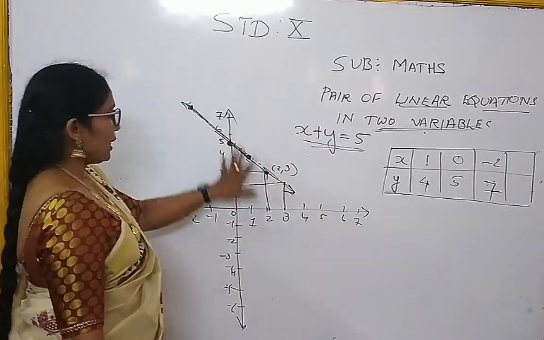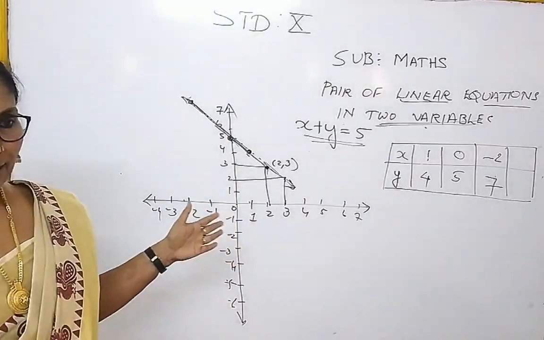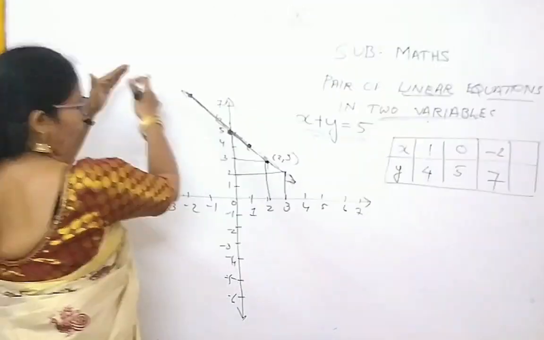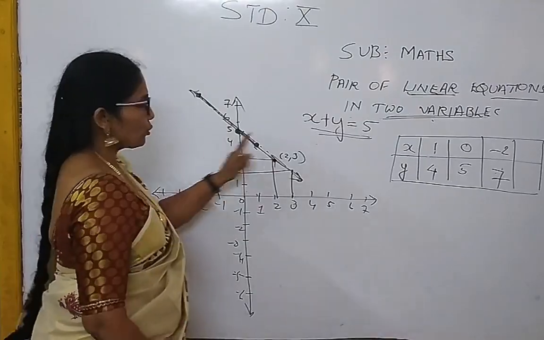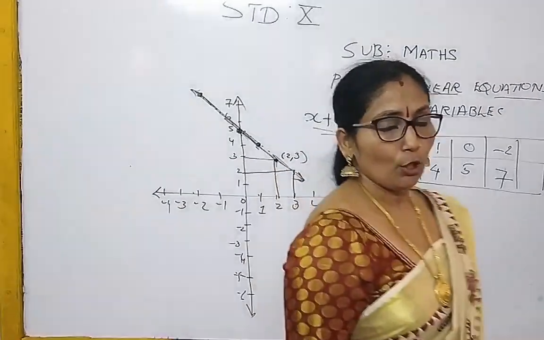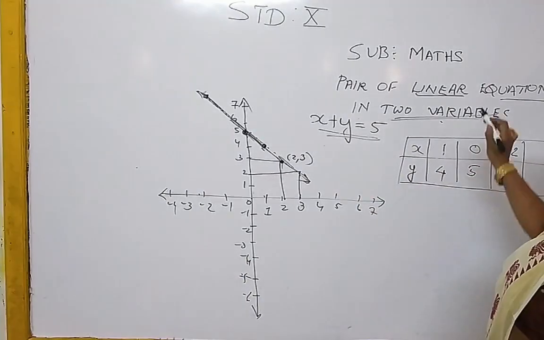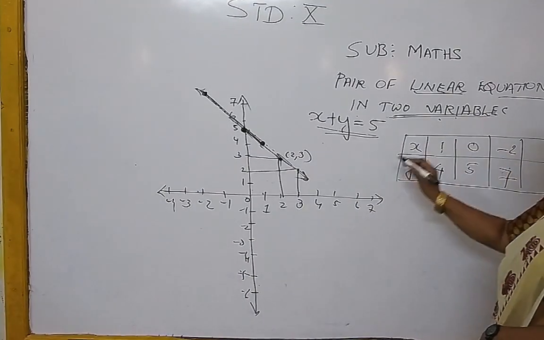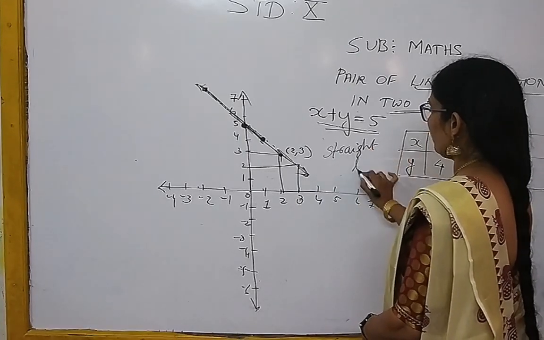That means a linear equation in 2 variables represents a straight line. As you know, the line goes up to infinity, because whichever points are on this line, each point on this line represents a solution of the given equation. So x plus y equal to 5 represents a straight line. That means a linear equation in 2 variables always represents a straight line only.